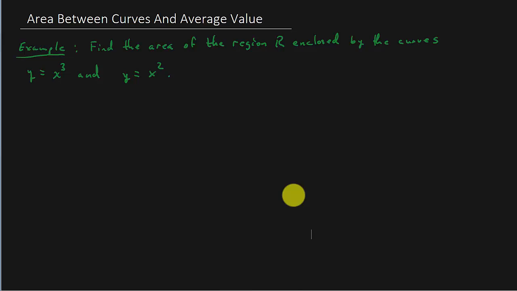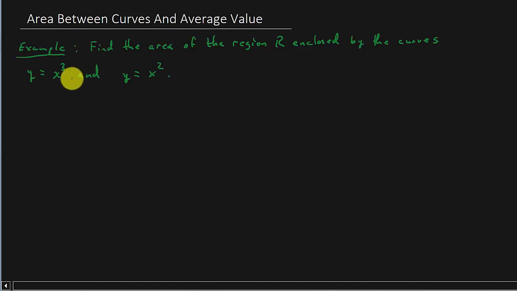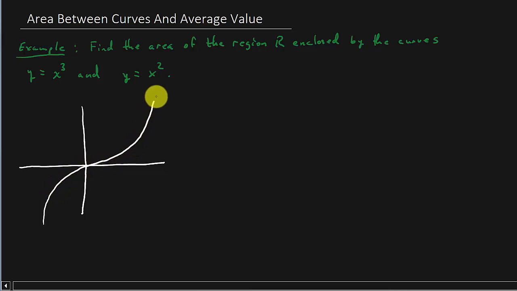It says find the area of the region R enclosed by the curves y equals x cubed and y equals x squared. So we have two curves, and we want to find the area between them. To do that, we want to sketch the graph. Here is y equals x cubed, and then we have the graph y equals x squared, which is this one. They're going to intersect up here, and this is the area that we want to find.